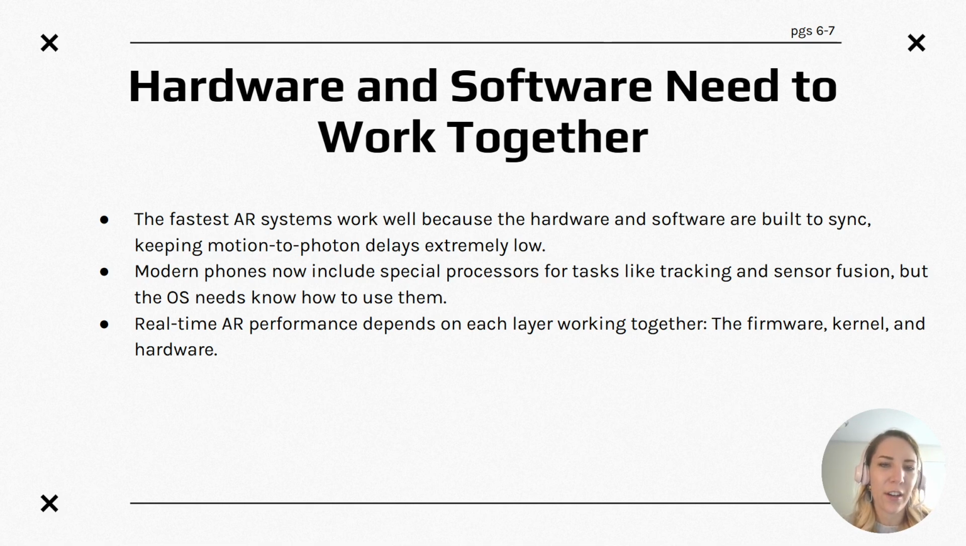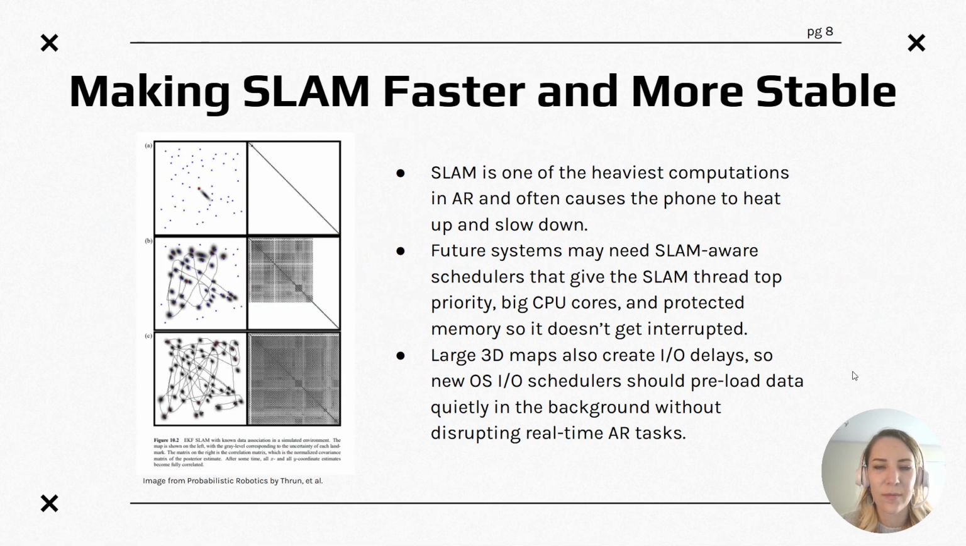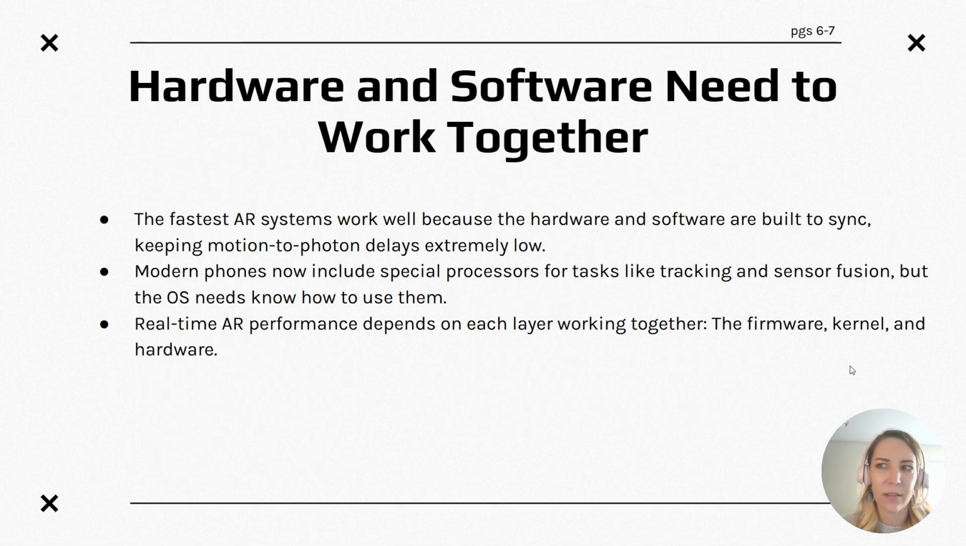Hardware and software need to work together. The fastest AR systems work well because the hardware and software are built to sync, which keeps the motion to photon delays low. True real-time AR performance requires cross-layer integration. So integration between the firmware, kernel, scheduler, accelerator, and display hardware needs to all share timing information. Basically, co-designing hardware and software with AI in mind.